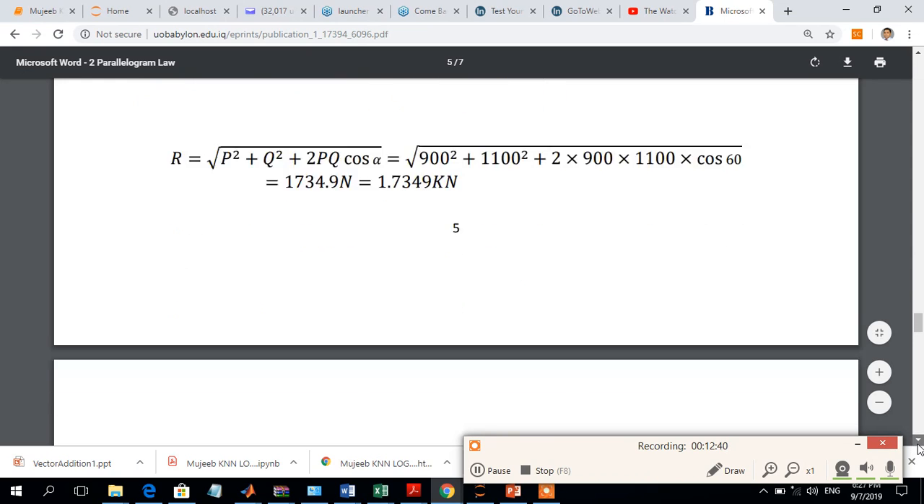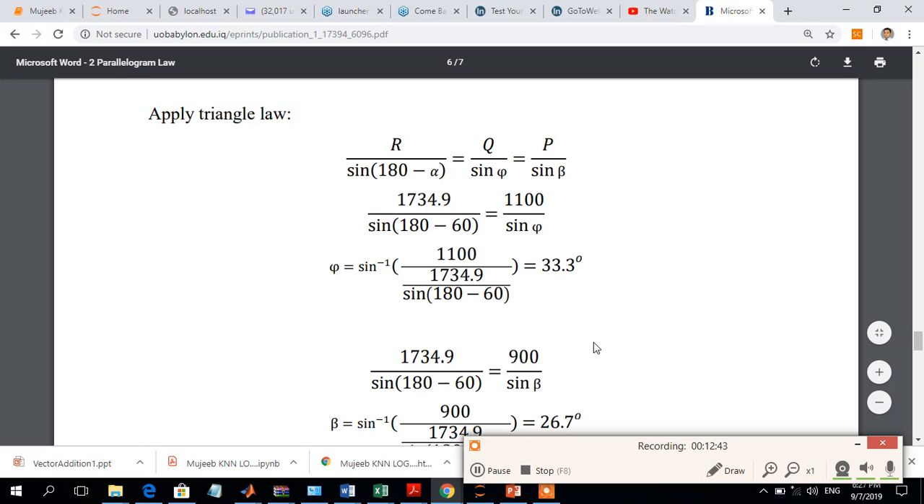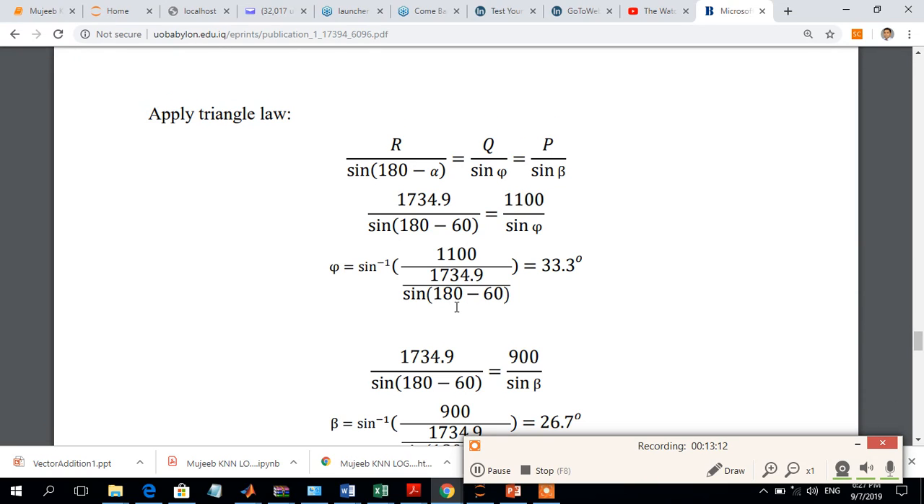So if you substitute that value here, this is going to be 1734 divided by sine 120, that is equal to 1100 divided by sine phi. And what you can do is we can just cross multiply and find out the value of sine phi first. Sine phi we can calculate as 1734.9 divided by 1100 times sine 120. So if you calculate that, we'll find the value of sine phi. And if you want to calculate the value of phi, it is nothing but sine inverse. If you use calculators, use shift and sine, you will find the sine inverse, and we'll get the value 33.3 degrees.